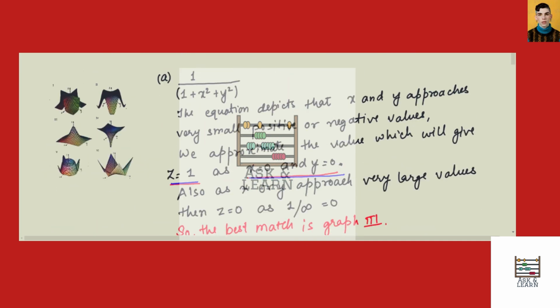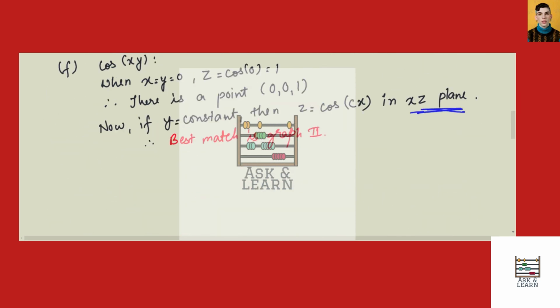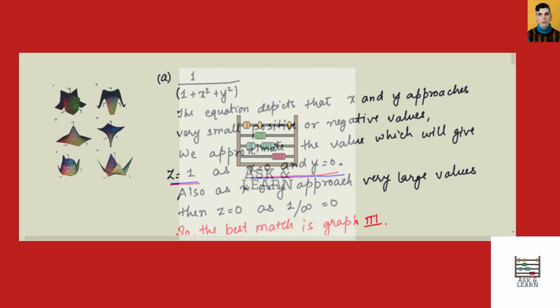Now when we are taking the last one, cos xy, when x and y equal 0, then z equals cos 0, that is equal to 1. So there is a point (0, 0, 1). If y is constant, then z is given by cos of cx in the xz plane, because y is constant. So it is simply seen in graph number 2. This is the xz plane.